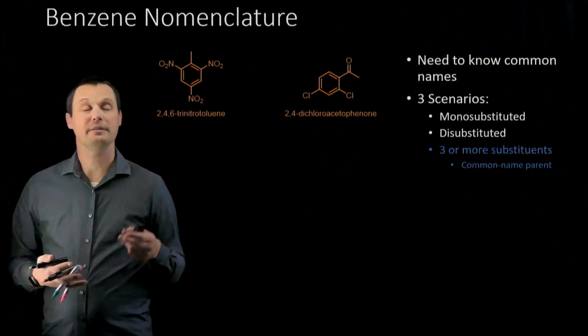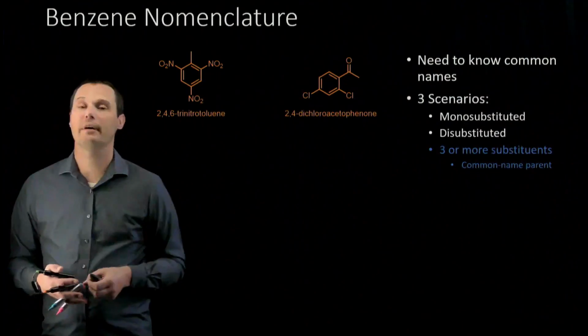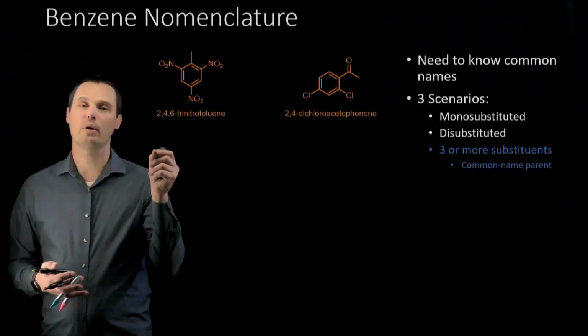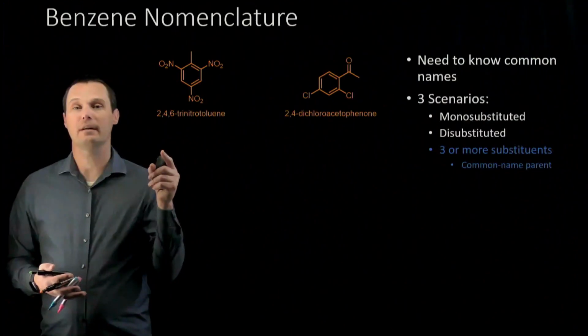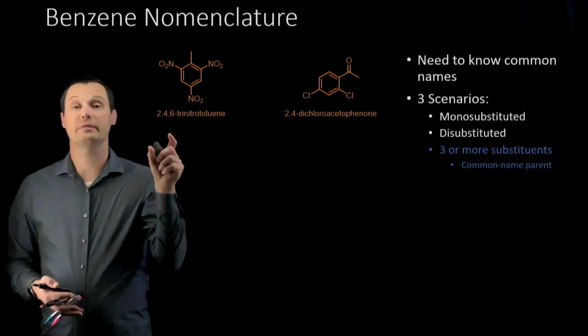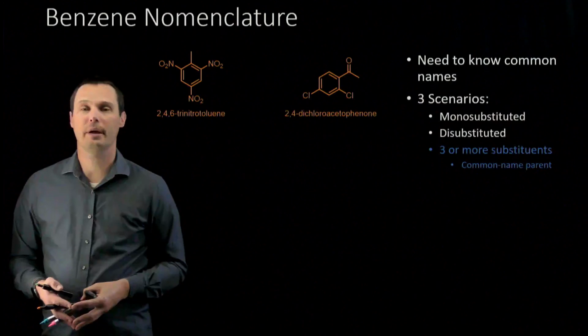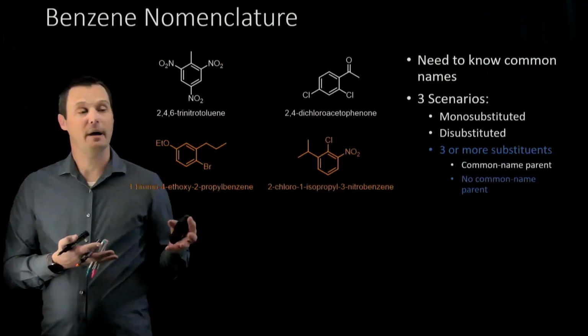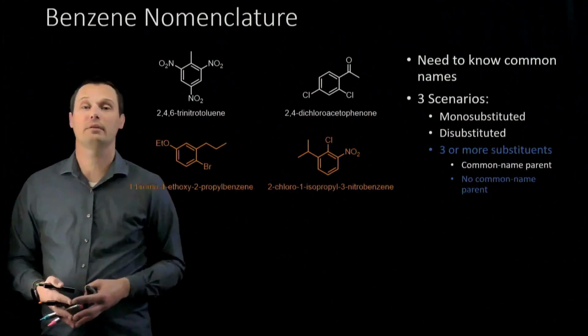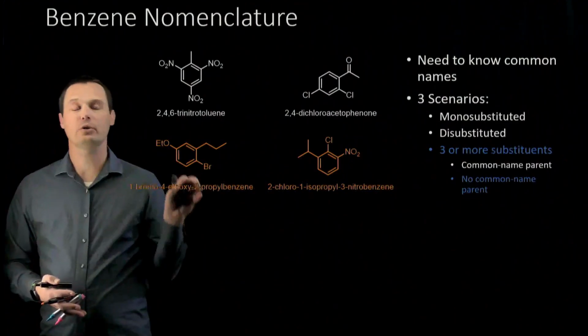For polysubstituted benzenes, again, if one of those substituents is one of our common name parents, then we make that carbon number 1, and we number to give the lowest overall set of numbers. We use those numbers to list the positions of the substituents relative to the common name parent as the root of the molecule. Finally, if it's polysubstituted and none of the substituents are part of a common name backbone, we number to give the lowest overall set of numbers.